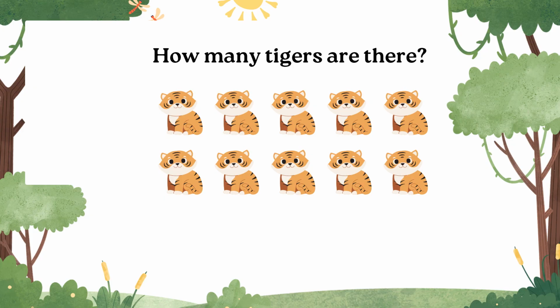How many tigers are there? Let's count. 1, 2, 3, 4, 5, 6, 7, 8, 9, 10. There are 10 tigers.